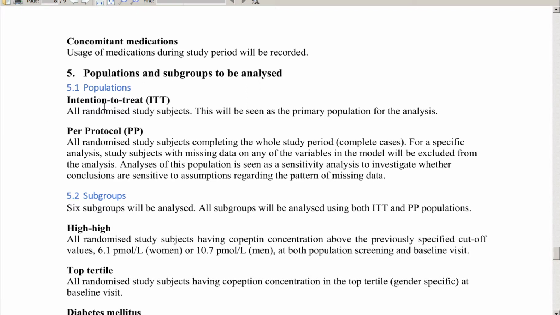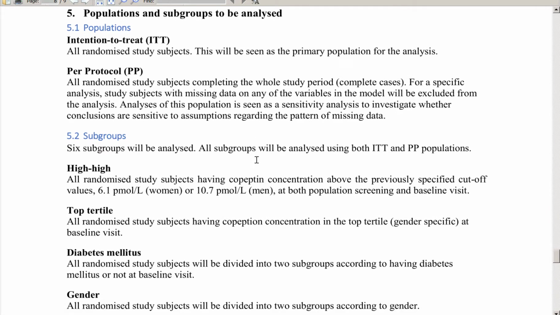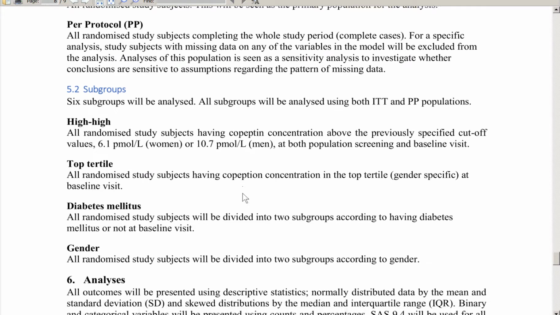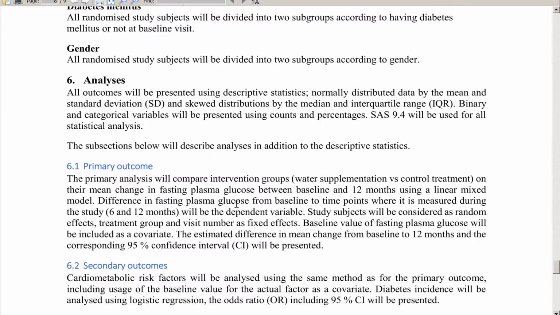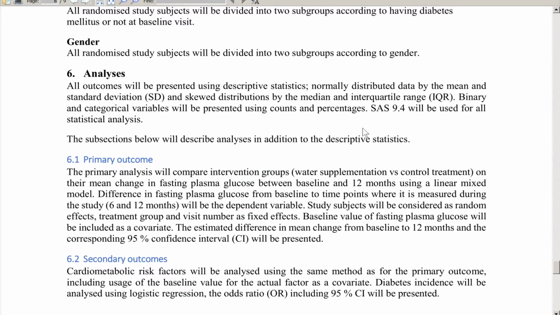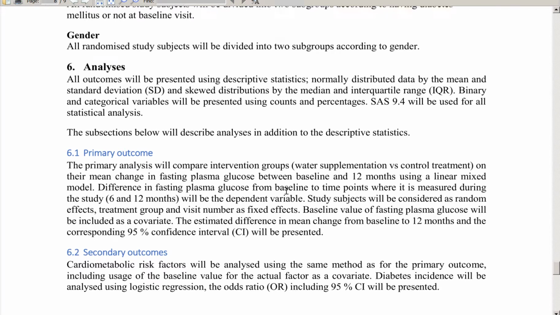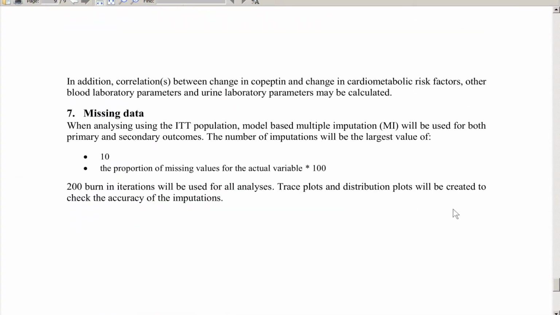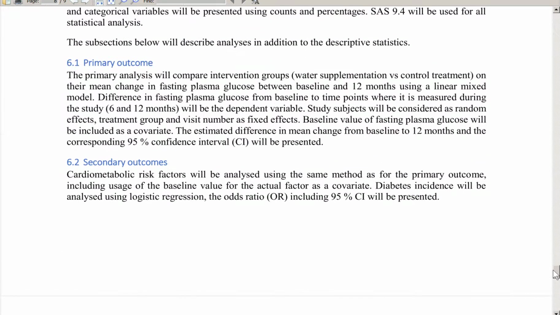So in the population, they are using two different types of estimator, the intention to treat or per protocol type of estimator, and then they have a predefined subgroup analysis or the subgroups that they will be using. So in terms of their analysis, they specifically talk about the software they will be using. They specifically talk about the primary outcome, secondary outcome, and they also talk about the missing data analysis. How will they address the missing data analysis when there are any missing values available?